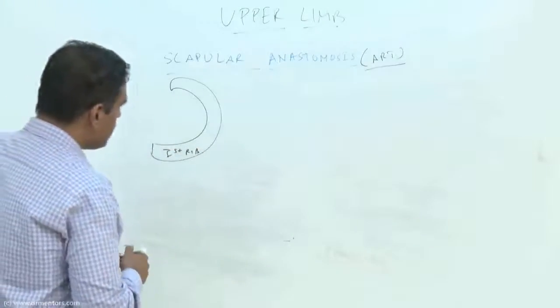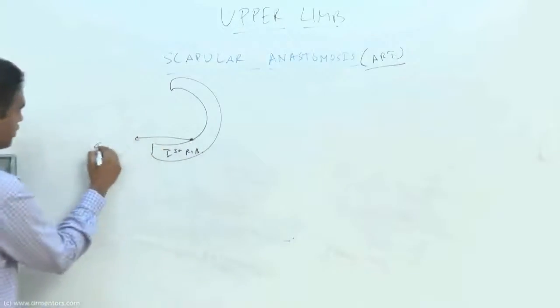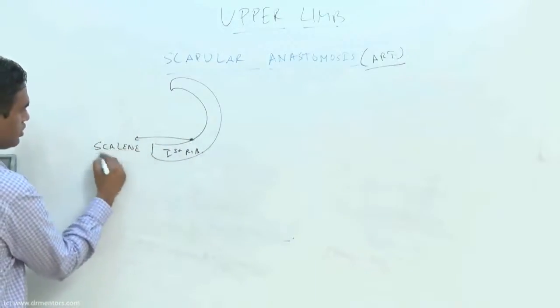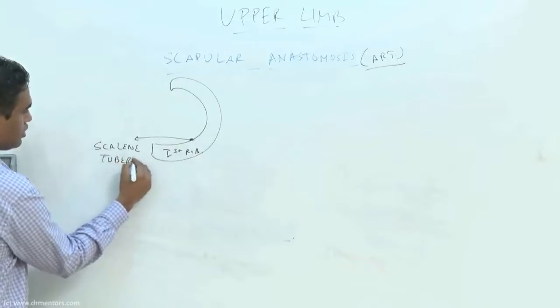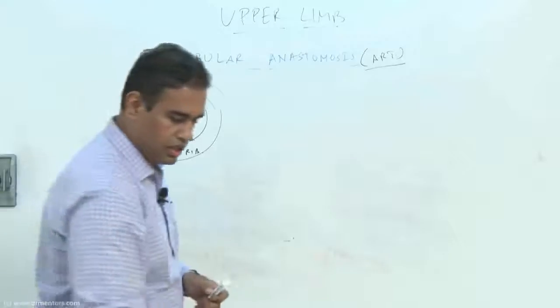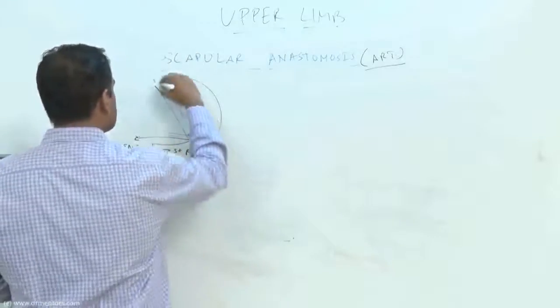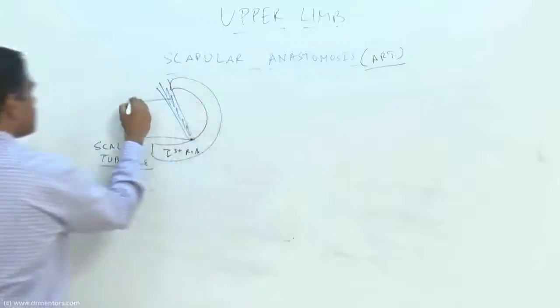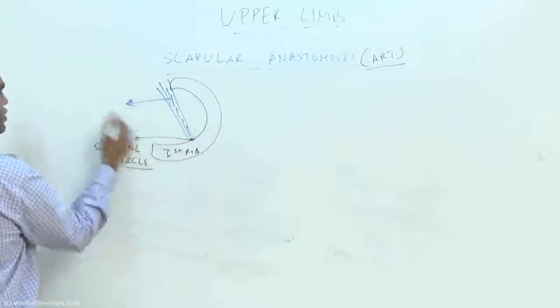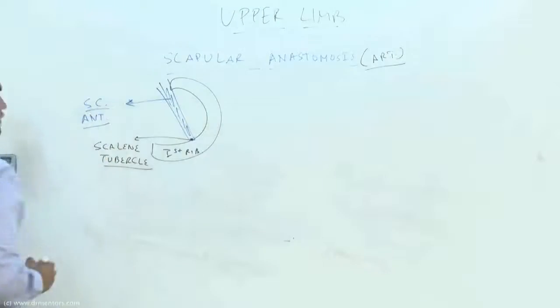In the first rib, we have a tubercle that is known as the scalene tubercle. And the muscle that is attached to the scalene tubercle is our scalenus anterior.